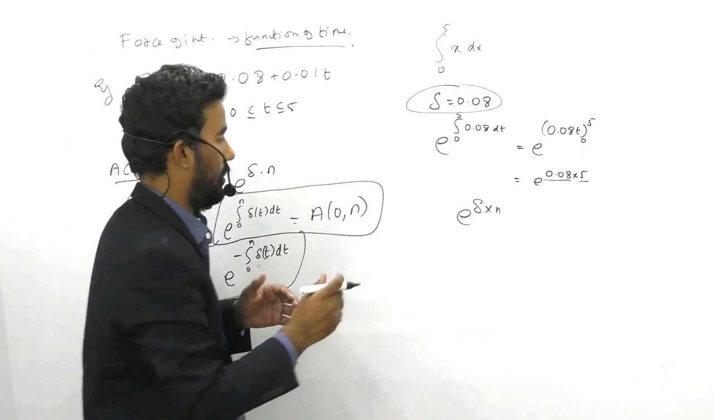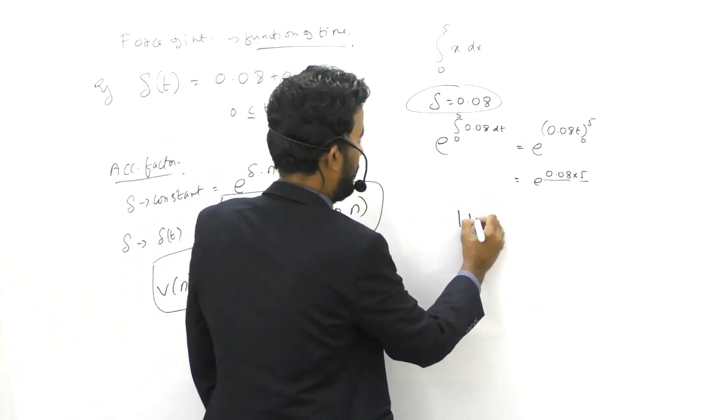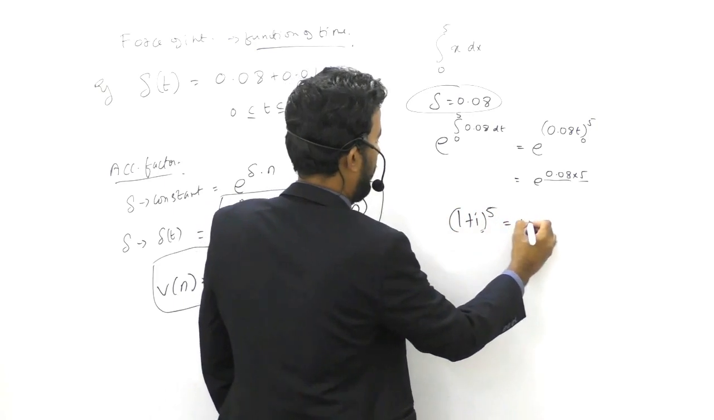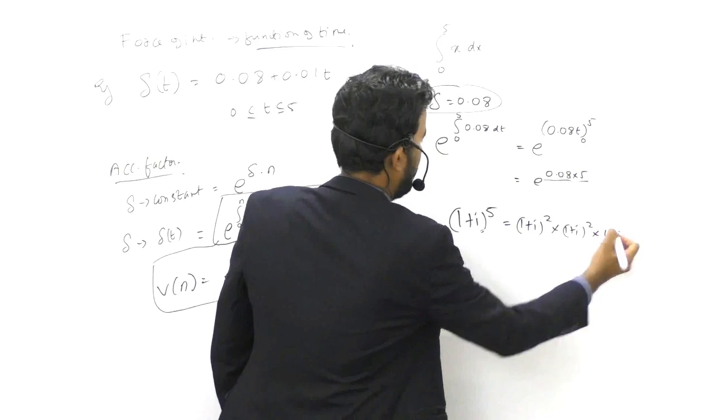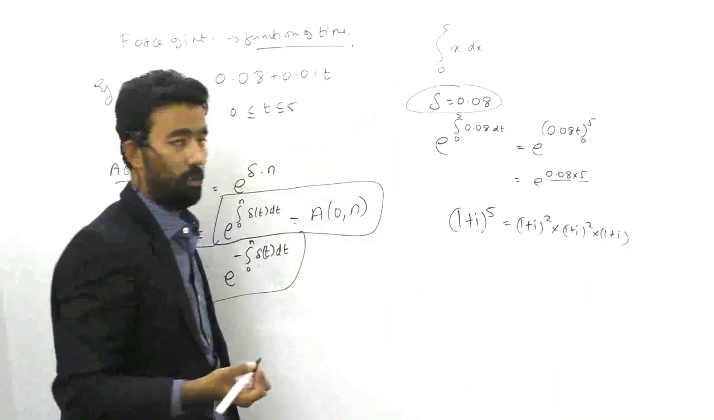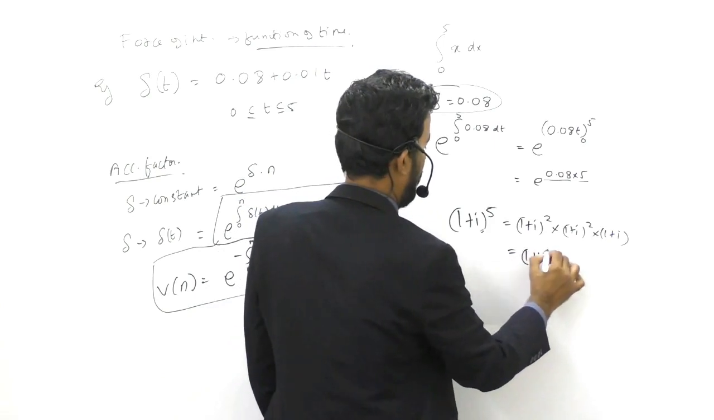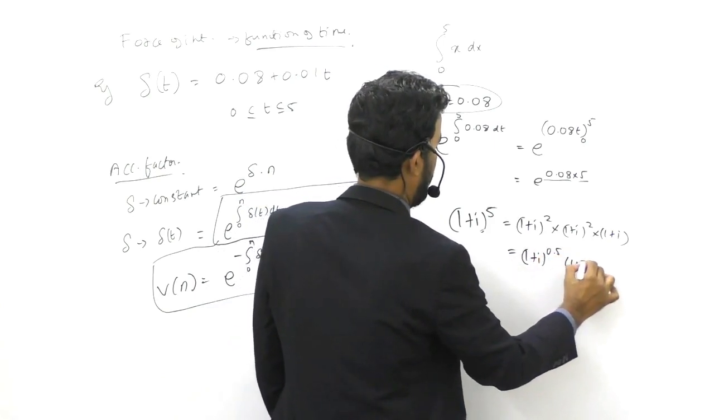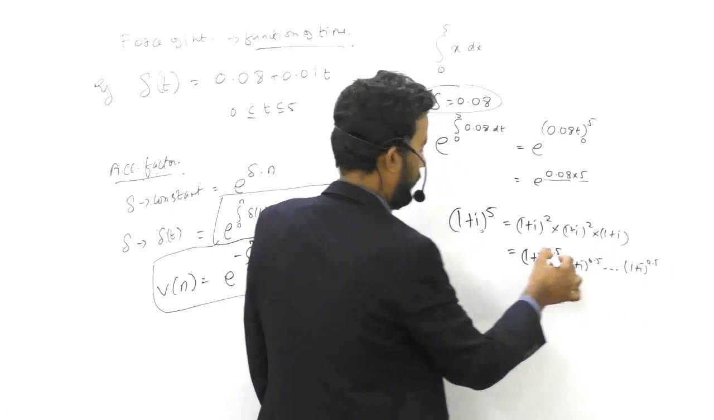Now let's understand, the other way to understand it may be, when I write 1 plus i raised to 5, I can write it as 1 plus i raised to 2 into 1 plus i raised to 2 into 1 plus i. This is one of the ways of writing. Or I can write 1 plus i raised to 0.5 into 1 plus i raised to 0.5 and so on until it becomes 5.